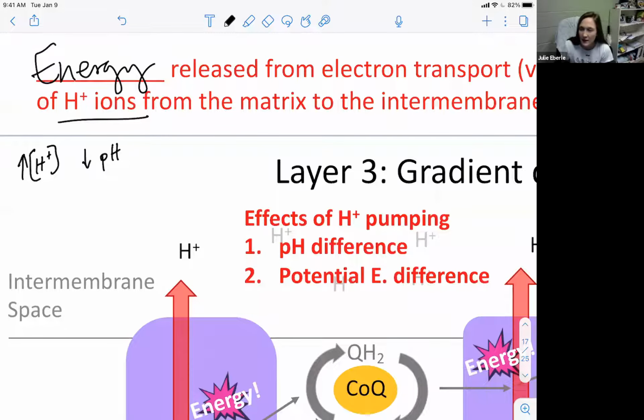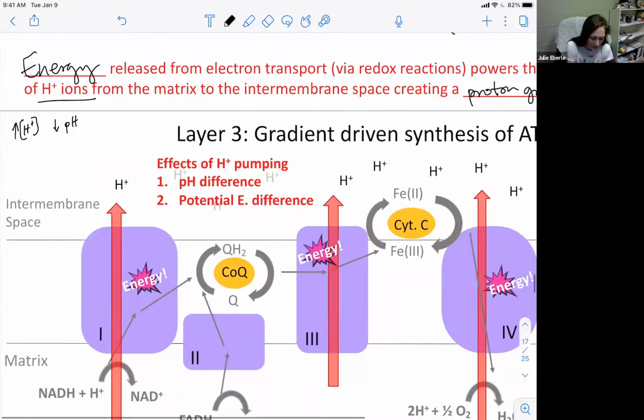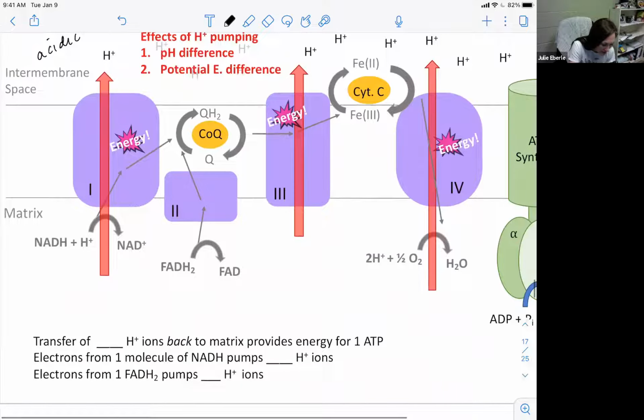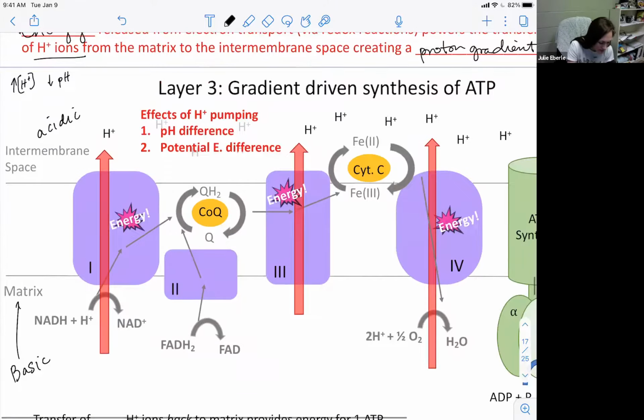That's an acidic pH. So as we're pumping all these hydrogen ions across the membrane, one side of the membrane becomes very acidic compared to the other, which would inherently be basic. So the intermembrane space becomes acidic, low pH. The matrix becomes basic compared to the intermembrane space.